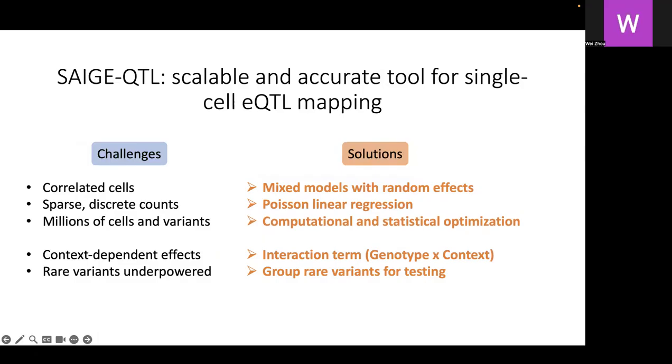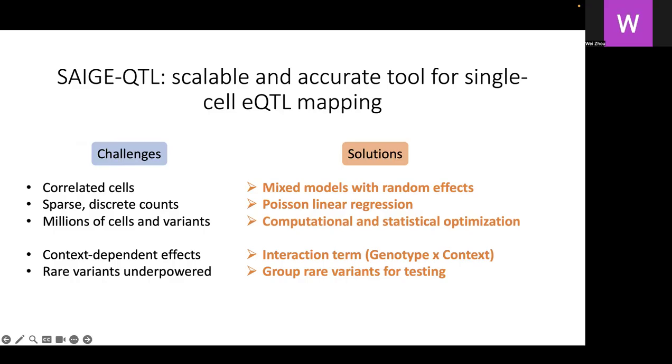So here we introduce eQTL, which brings together everything we've just covered into a single scalable framework to map eQTLs using single cell data. It is a toolkit that we recently developed and is still under continuous development. The challenges on the left map directly to the solutions on the right. Correlated cells are handled by random effects in the mixed model. Sparse count data is handled by the Poisson regression.